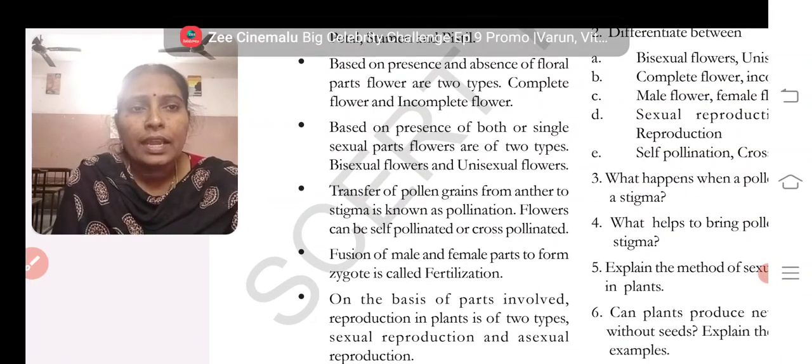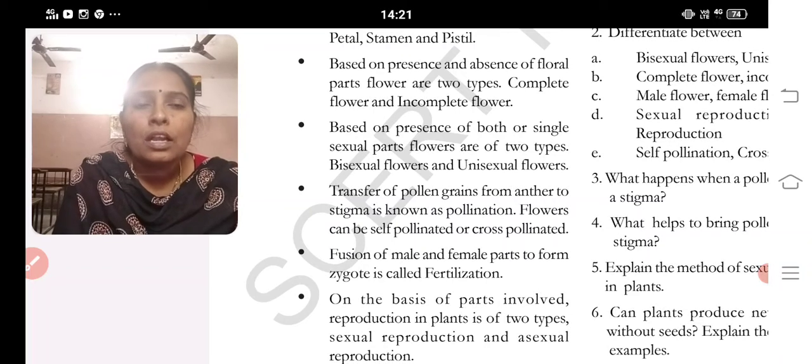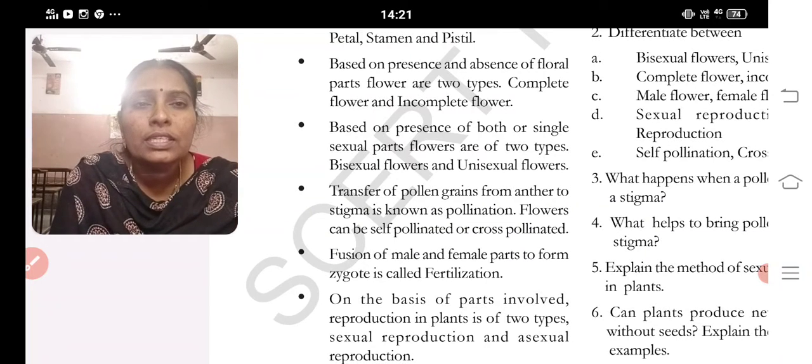Fusion of male and female gametes to form a zygote is known as fertilization. And transfer of pollen grains from anther to stigma is known as pollination.